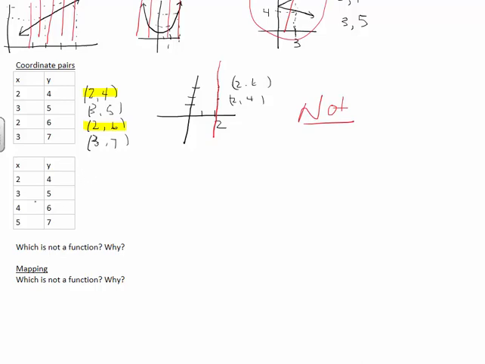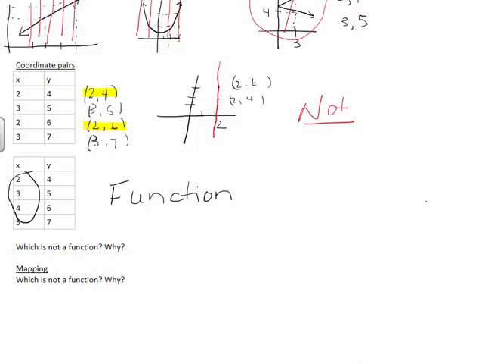If we look at our second table of values here, all of our x values only appear once. So this is a function. For every x value, every input value, it has its own separate y value.